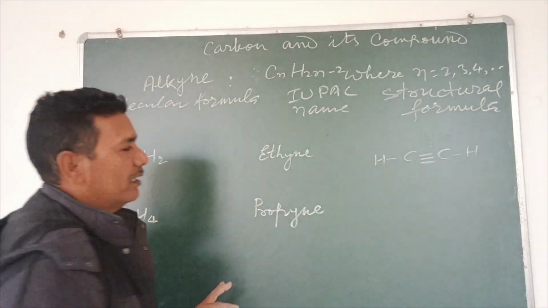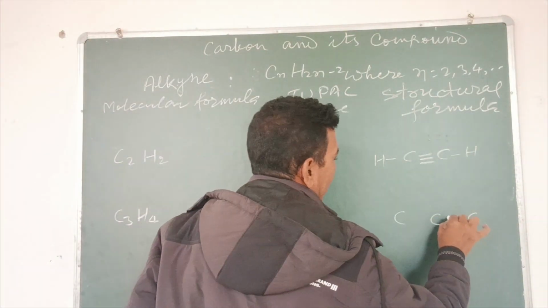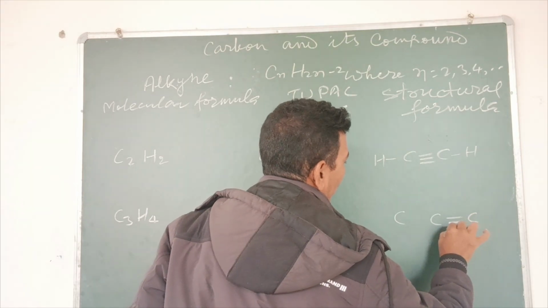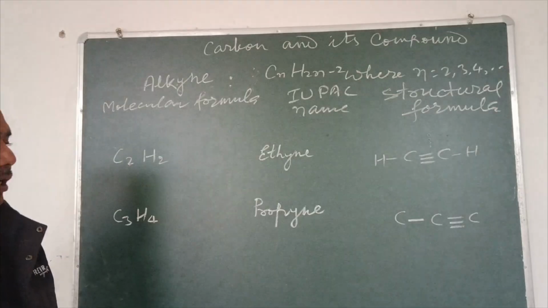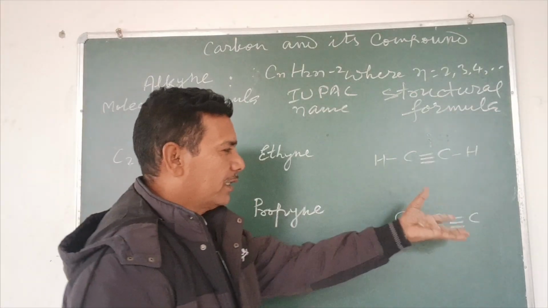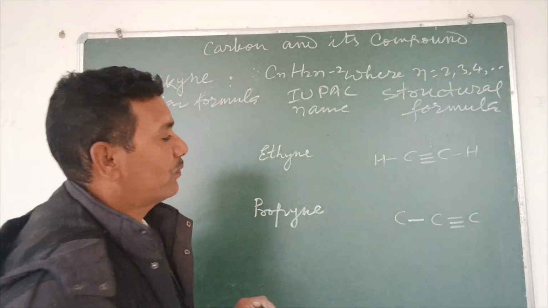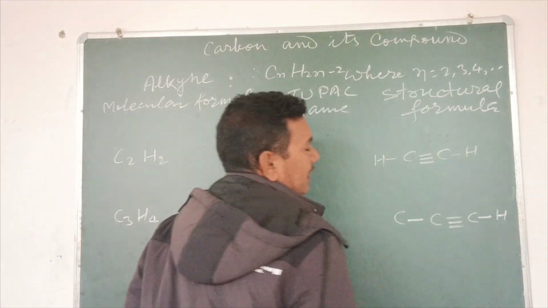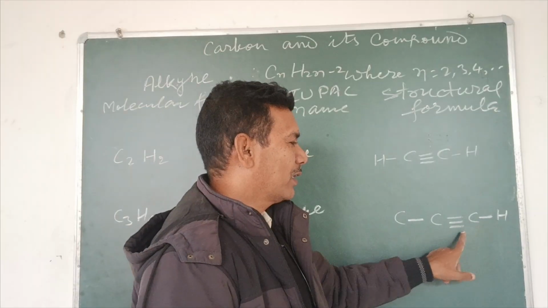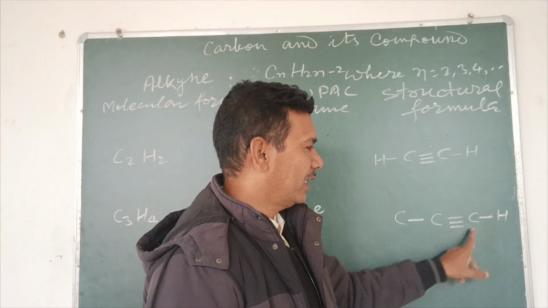If you want to write the structural formula, we will write 3 carbons in a row, and between 2 carbon atoms we will put a triple bond, and in the remaining we will put a single bond. And now we will complete the tetravalency of carbon by hydrogen atoms. This carbon has 3 valencies, so we will add 1 hydrogen. Now its valency has become 4. It has completed tetravalency: 3 here and 1 here, 3 and 1, 4.